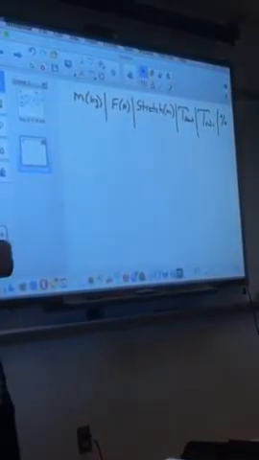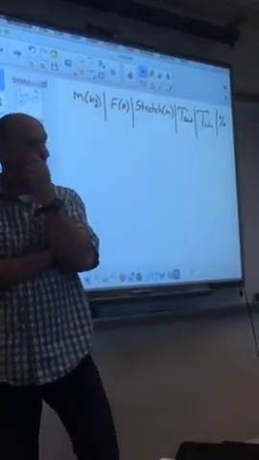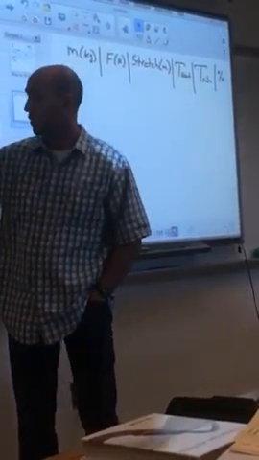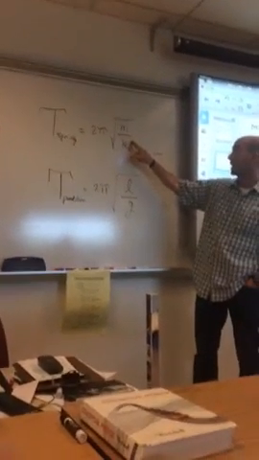Okay, so for starters, we're going to look at the equation that we used in the pendulum lab, and we're going to compare it to the equation we're going to use in the spring lab or Hooke's Law lab. The equation for a pendulum is the square root of L over g. For a spring, it's the square root of m over k.